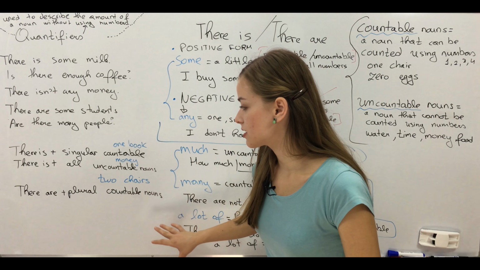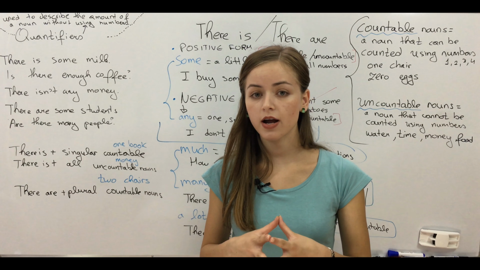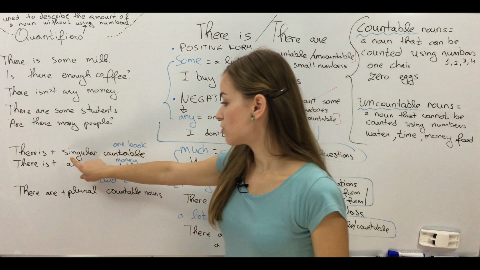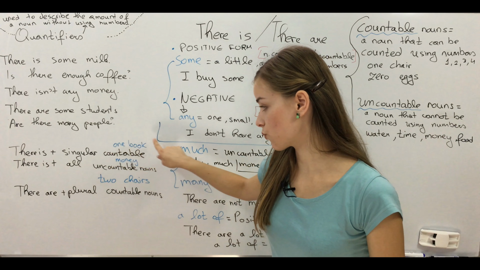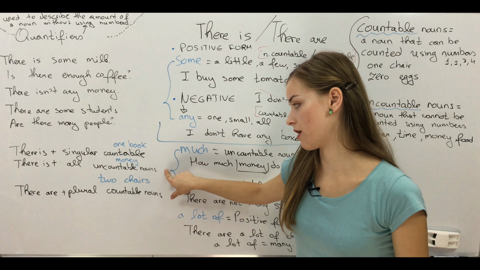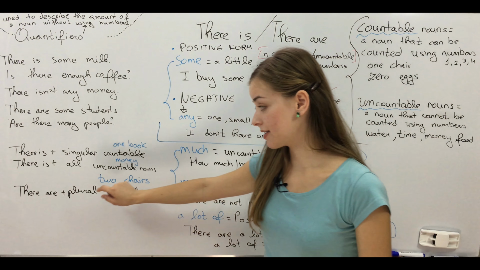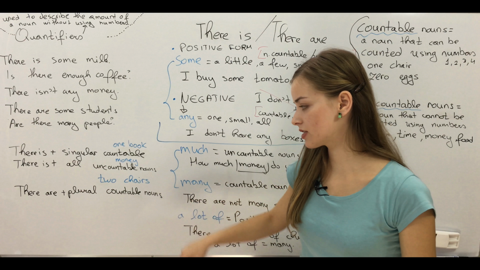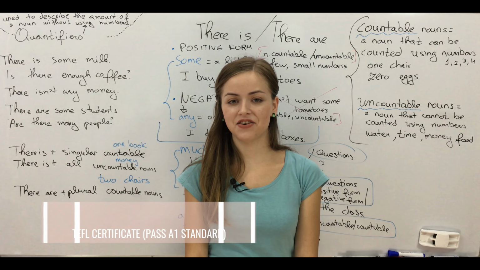Here I have also written a scheme that is going to help you to understand the connection between there is, there are with countable and uncountable nouns. There is is always used with singular countable nouns. There is one book. Or it can be used with all the uncountable nouns. There is some money. There are instead is only used with plural countable nouns. For example, 2 chairs. So that's about there is and there are.